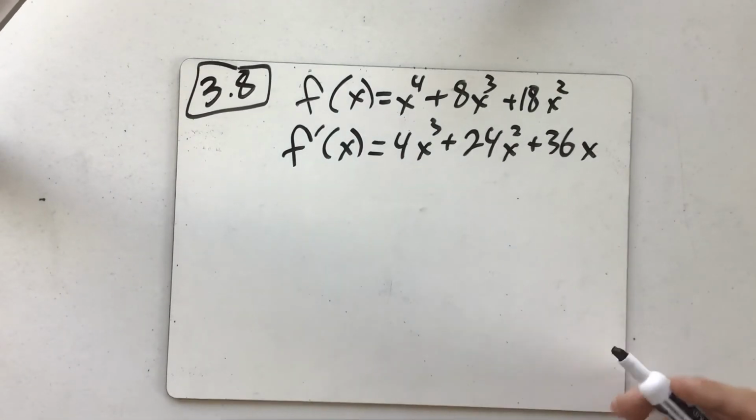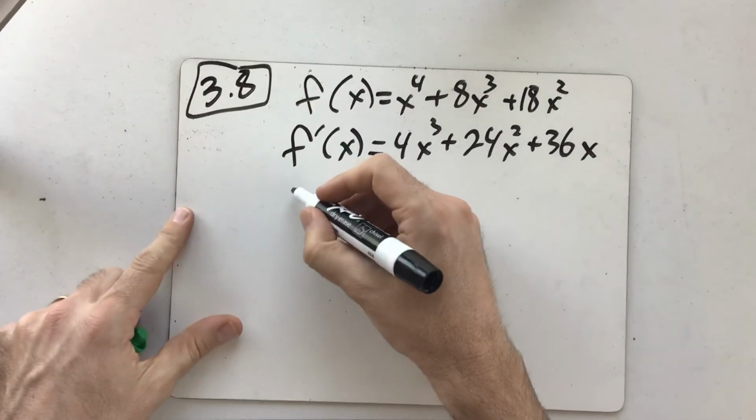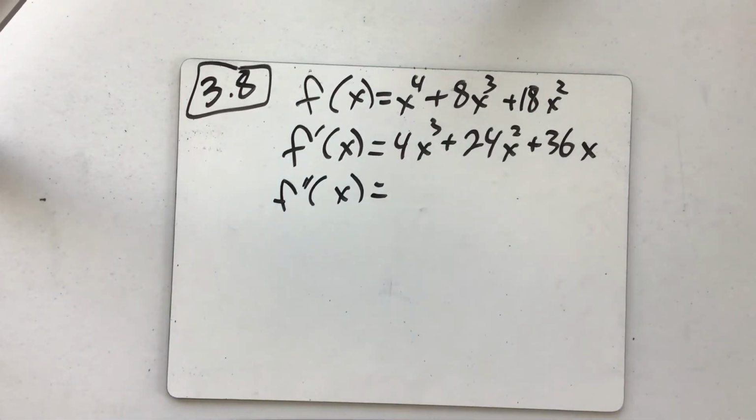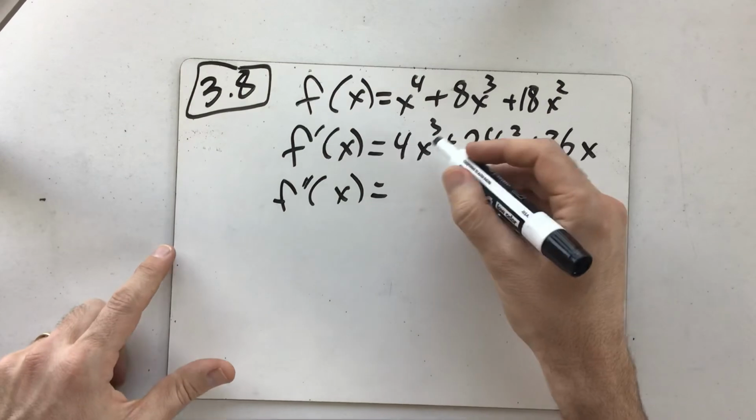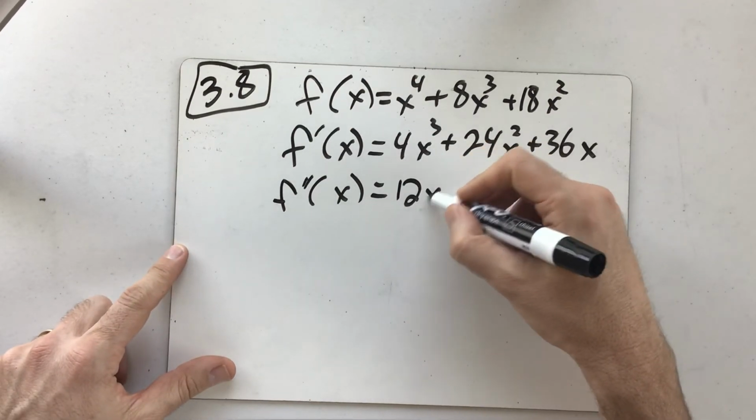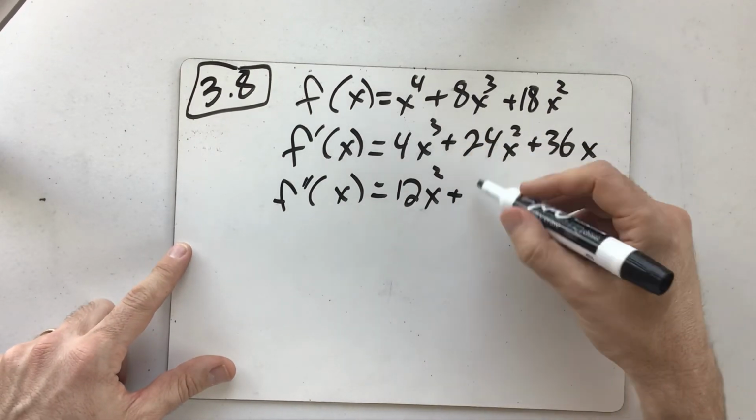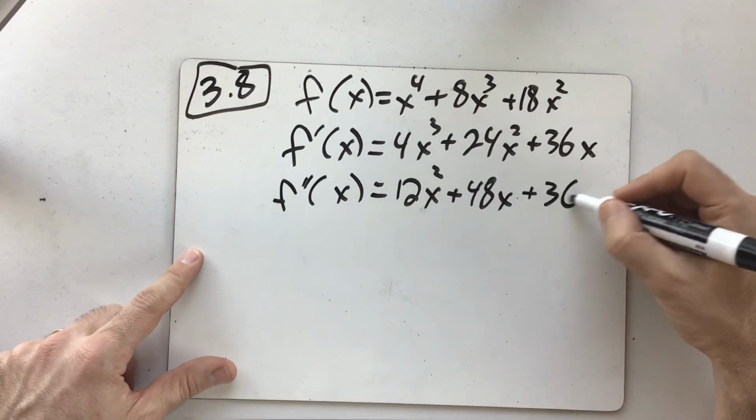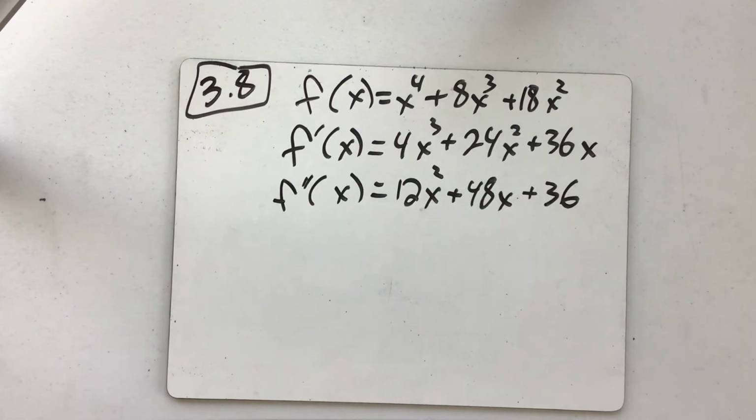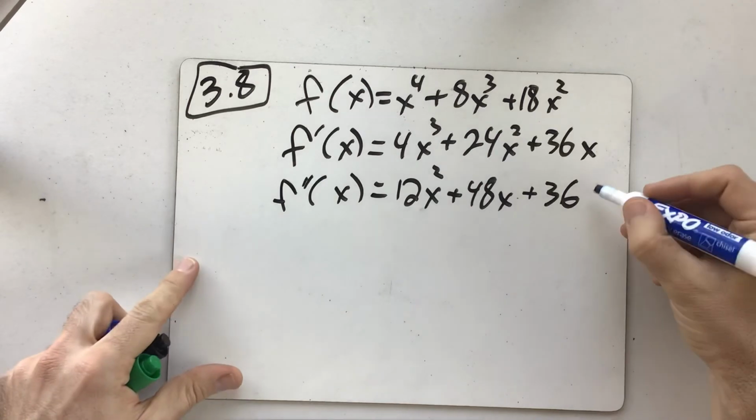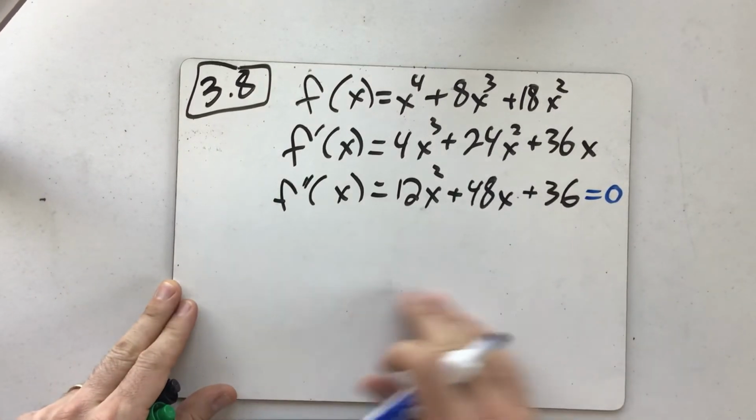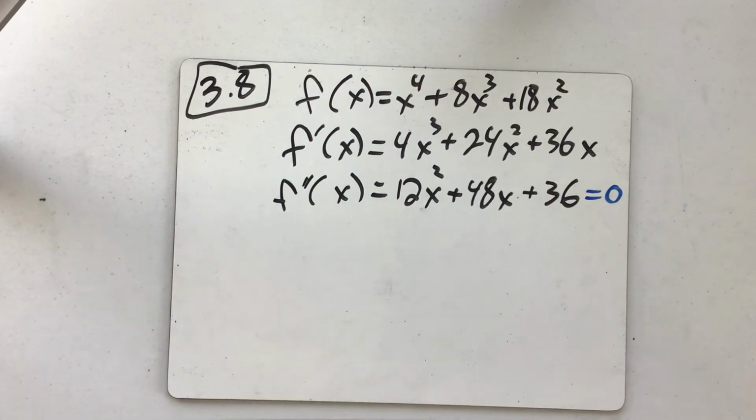This time we're going to take another derivative and figure out what's going on with the second derivative of this problem. When we take the second derivative, we end up with 12x squared plus 48x plus 36. And so here's our problem. Now we want to figure out every point where this either equals 0 or does not exist. And of course it always exists, so equals 0 is really the only option.